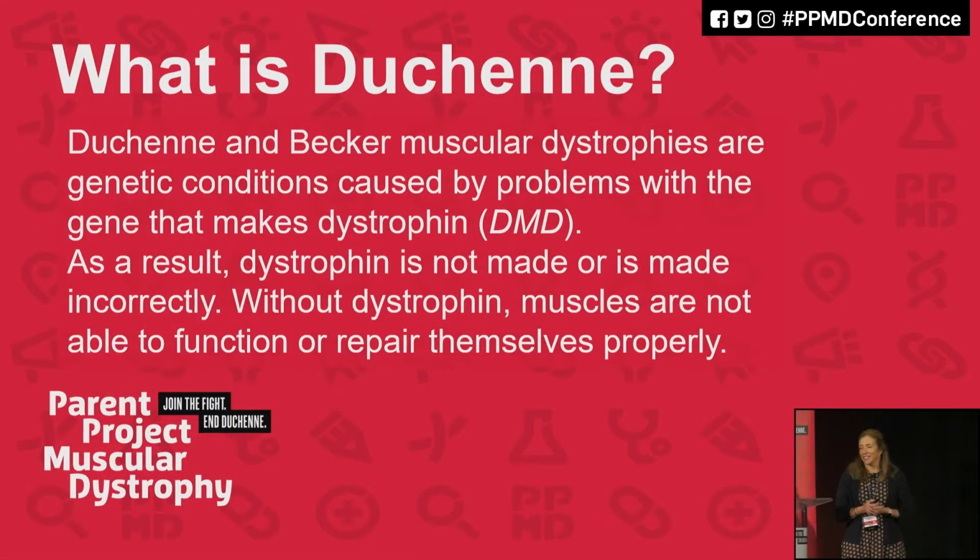I feel like this is a silly slide for this group because you all know what Duchenne is now, but I realize there might be some family members here, so it's always nice to go over the basics. Duchenne and Becker are muscular dystrophies, and they're caused by problems within a gene that makes the dystrophin protein, and that gene is called the DMD gene. Because of the changes within that gene, the dystrophin protein is either not made at all or it's made incorrectly. And without that protein, the muscles really aren't able to function or repair themselves as they should.